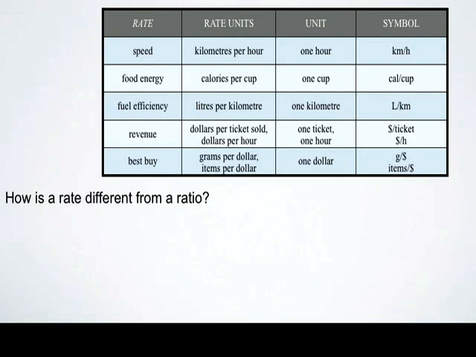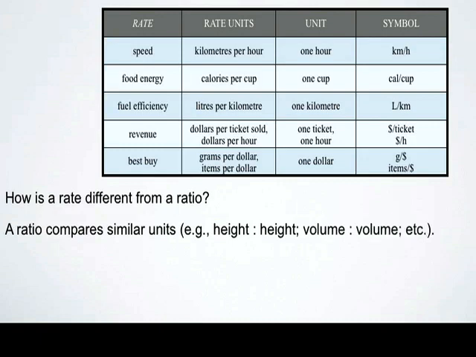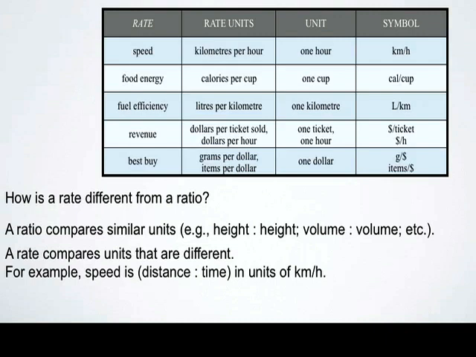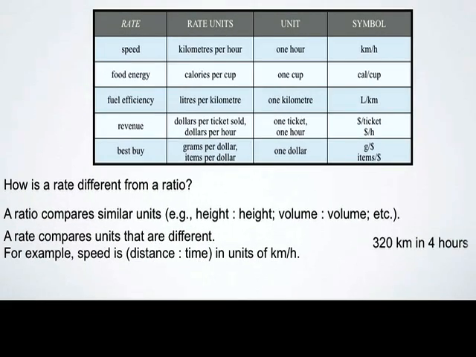So then if we look at, well, how is a rate different from a ratio? A ratio compares similar things or similar units, height to height, volume to volume, milliliters to milliliters, etc. A rate compares things that have different units. Speed is distance and time. Distances can be in kilometers, time can be in hours. So we're changing units in our comparison.